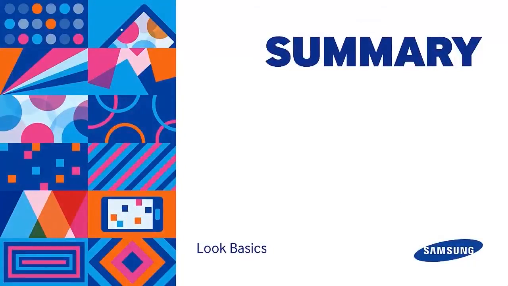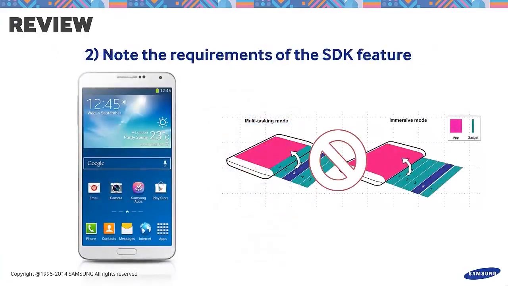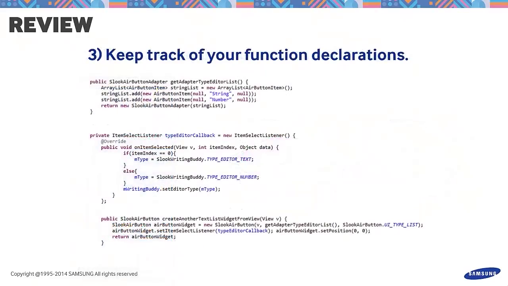Let's summarize the Look SDK and the things we talked about in this episode. Library files are needed to implement such functions, so be sure to include them in your project folder. For every feature in the SDK, requirements are set, just like the way the cocktail feature is meant to be used for the Note Edge and not just for the Note 3. If you're creating AirButtons for not just one UI element, note the function names used for each, and then collate the related ones together.